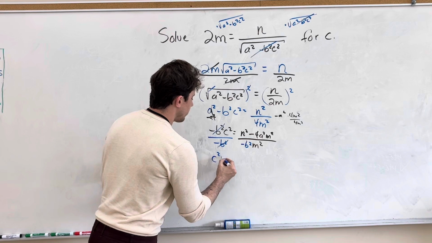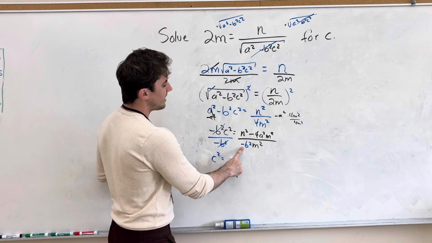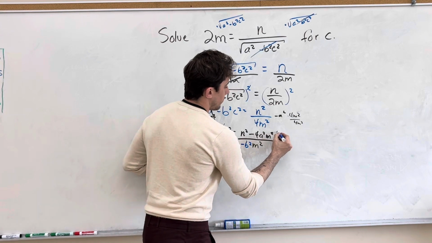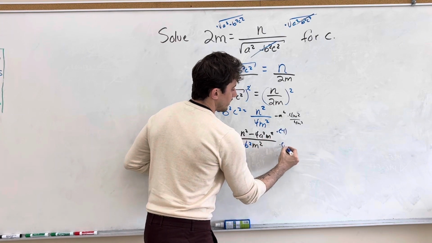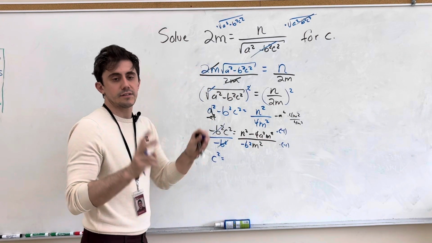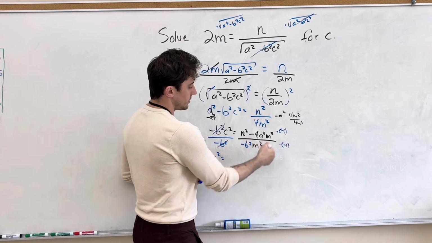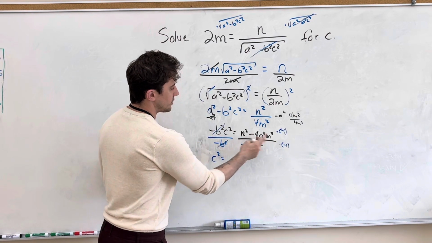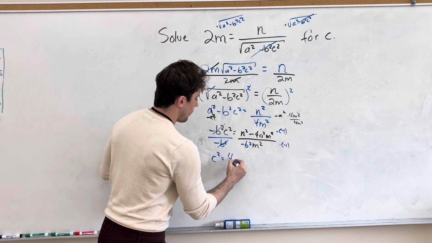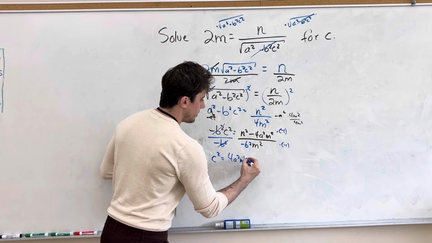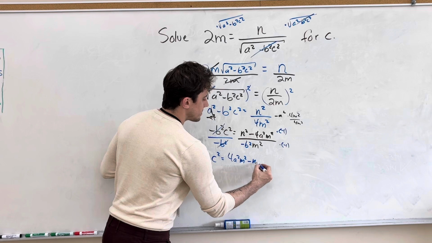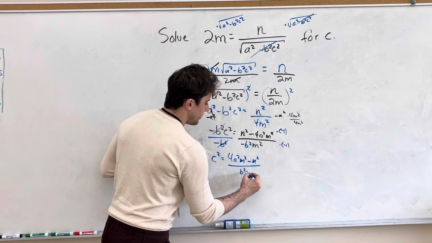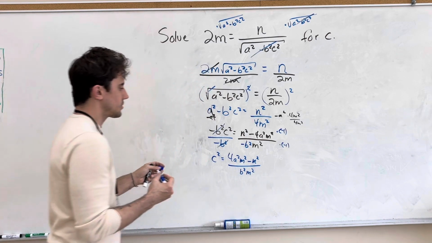We have c squared is equal to, now we have a negative in the denominator, right? To get rid of that, we can multiply the top and the bottom by -1, right? Which really means changing the sign on each term. And so, in other words, I'm going to change the order around. We'll have 4a squared m squared minus n squared all over b squared m squared.